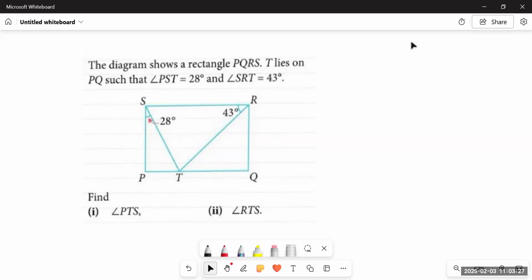So watch the video till the end. Do not skip the video. We are also going to deal with the rhombus and parallelograms in this video, so give it a watch.